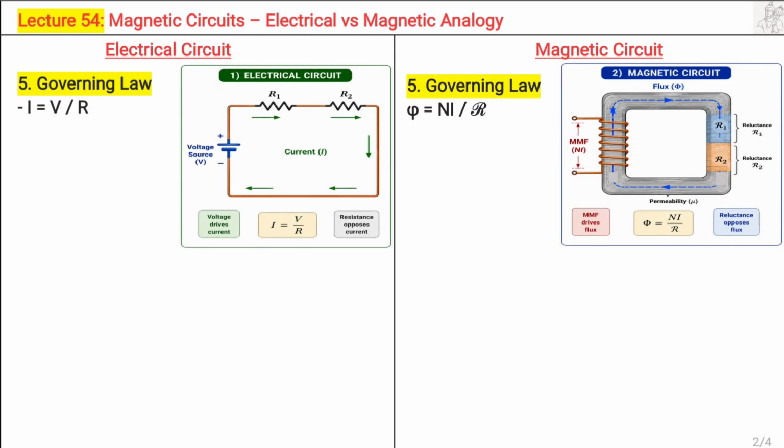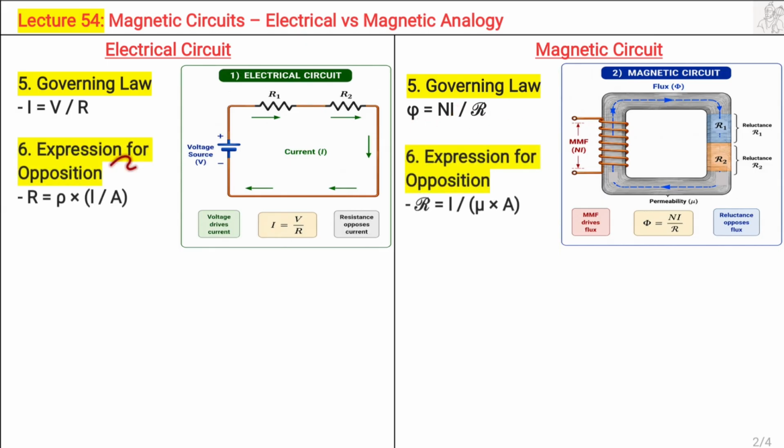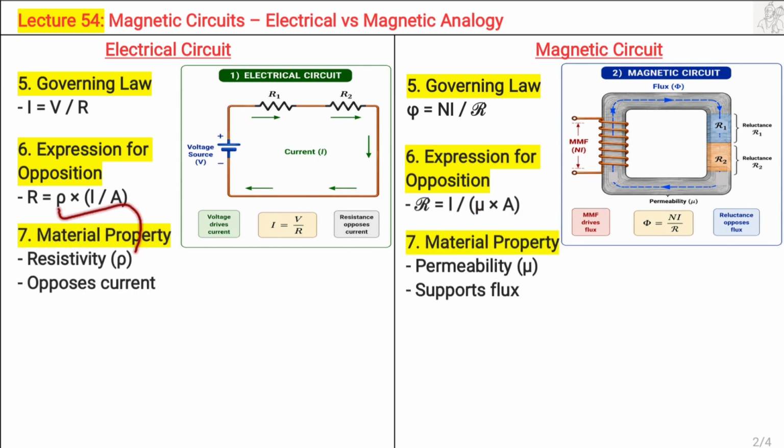The fifth part is the governing law. In the electrical circuit, the law which governs current and voltage is Ohm's law, that is I is equal to V by R. Here the governing law is that flux is simply equal to MMF, that is N i, divided by reluctance. The sixth part is the expression of the opposition, that is resistance. So the expression is simply R is equal to rho L by A. Here the expression of the reluctance is L by mu into A. Here rho is the property of the material, that is resistivity, which opposes current. Here mu is the property of the magnetic material, that is permeability, which supports the flux.